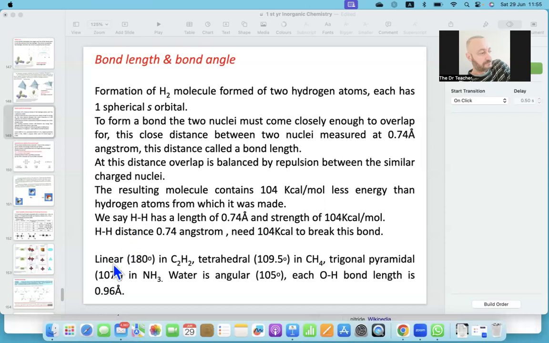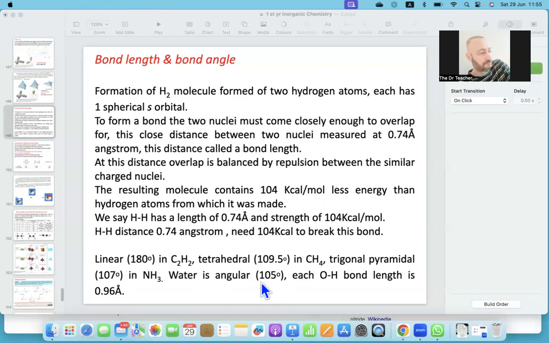So the linearity is 180 degrees in C2H2. There is a tetrahedral structure with an angle of 109.5 degrees in methane. Trigonal pyramidal, this is all we have to memorize. In the trigonal pyramidal, the angle between the three atoms should be 107 degrees, which is in NH3. The water angular shape is at 105 degrees. This is the bond angle.